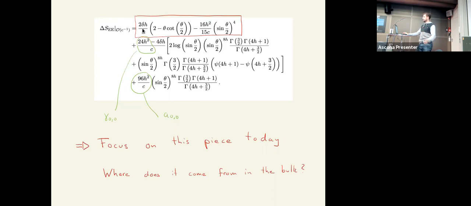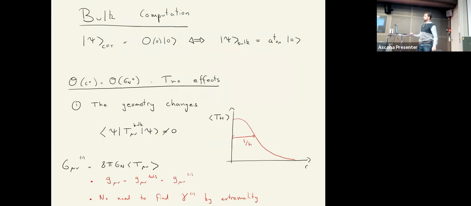Okay, and you might wonder how am I even separating this first line from the rest? And there's an easy way to do that. You just look at the theta dependence. This contains only even powers of theta, whereas the other terms scale like theta to the h or theta to the 2h, and so you can separate them meaningfully. Okay, good. So this was the CFT computation, and now I'll turn to the bulk side of the story.